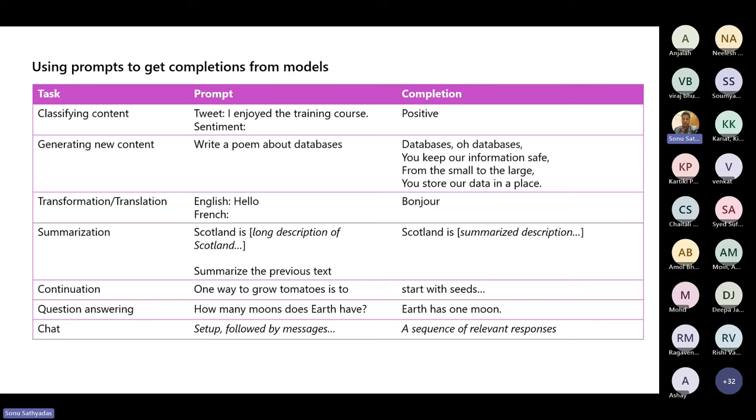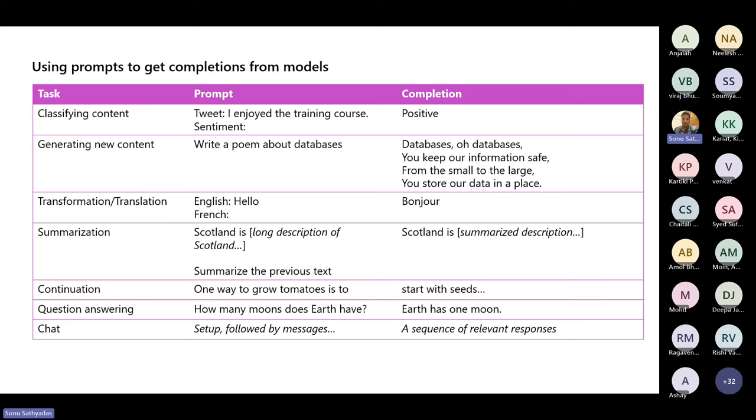So here you can see some examples of the task, like classifying content. If you want to classify the given text, like a tweet, "I enjoyed the training course," it's an input text, and you have to identify the sentiment. The completion will be positive, because "I enjoyed the training course" would obviously be a positive response.